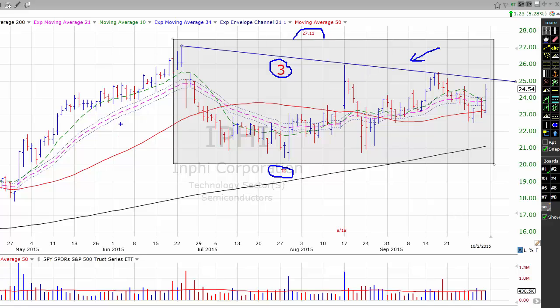The reason that we'd be interested in a third stage base is this trend line gives us the opportunity to get into the stock a little bit earlier than we normally would.